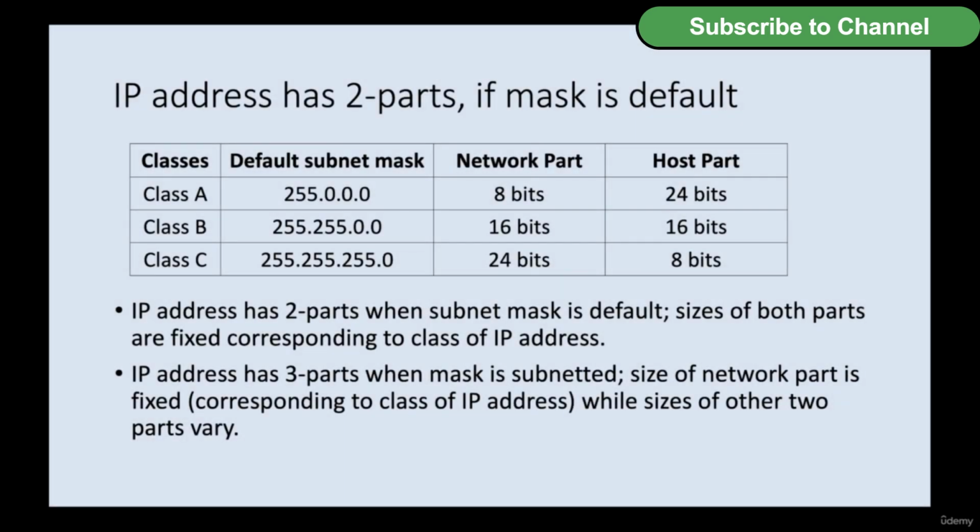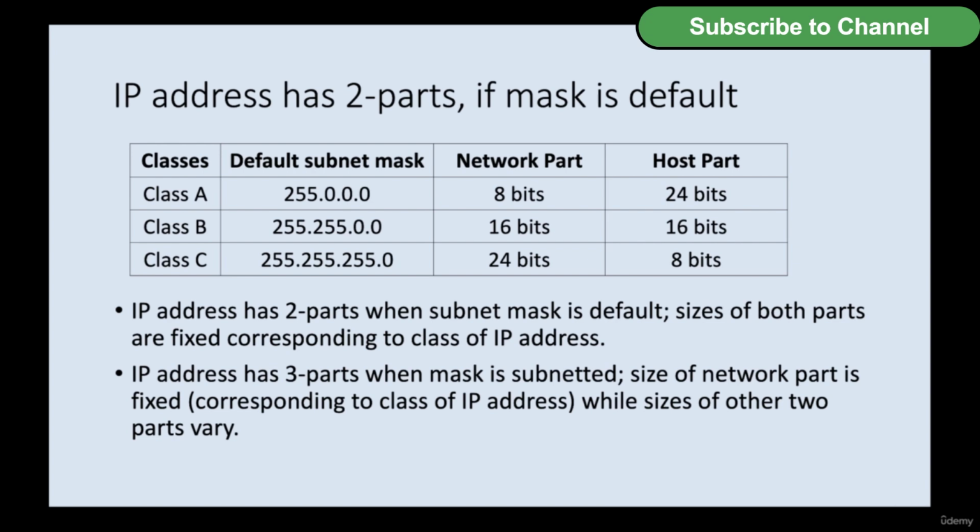We have discussed that when mask is default, IP address has two parts. Furthermore, sizes of these parts are fixed corresponding to each class. When class of IP address is A and mask is default, size of network part will be 8 bits and host part will consist of the remaining 24 bits. So altogether 8 plus 24 is 32. Next, when class of IP address is B and given mask is default, network part will consist of 16 bits and host part will also consist of 16 bits. So 16 plus 16 makes 32.